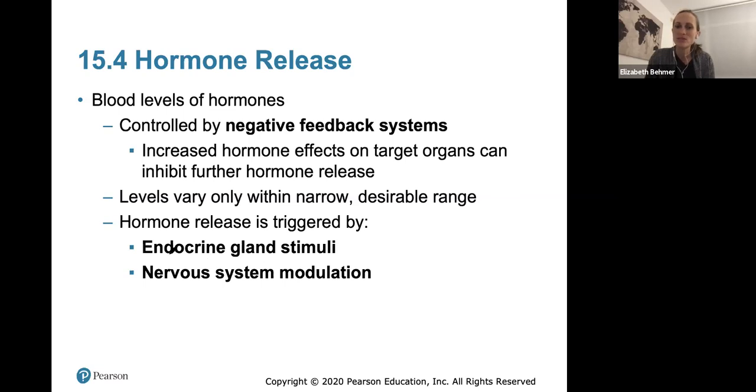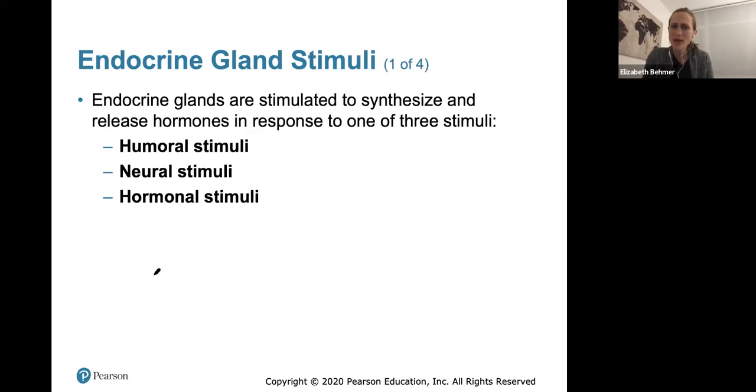And hormone release is triggered by endocrine gland stimuli, so something that would stimulate an endocrine gland, as well as nervous system modulation. Endocrine glands are stimulated to synthesize and release hormones in response to one of three stimuli. I'll go over these rather quickly. There might be just one question on your lecture exam about this or none, but these are just ways that endocrine glands can be stimulated to synthesize and release a hormone.